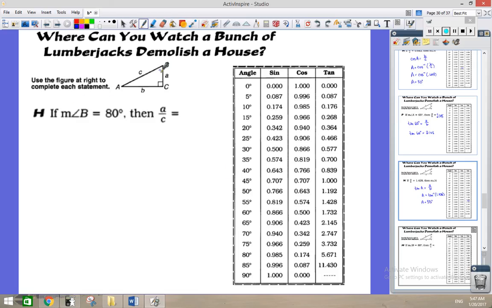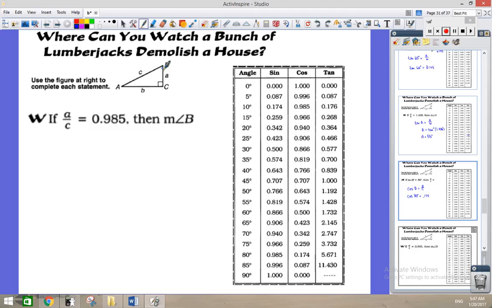Angle B and A over C. A over C is the cosine. The cosine of angle B with respect to this picture is the adjacent leg divided by the hypotenuse, A over C. And it's giving me that angle B is 80 degrees. So I can use the table to give you this ratio of A divided by C, but not in fraction form, but in decimal form. So I find 80 degrees, and the cosine's the middle value here, 0.174.